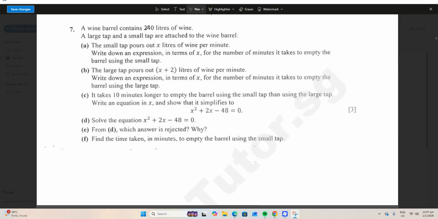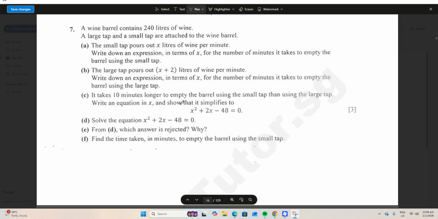Okay, anyways, a wine barrel contains 240 liters of wine. A large tap and a small tap are attached to the wine barrel. The small tap pours out x liters of wine per minute. Write down an expression in terms of x for the number of minutes it takes. Okay, per minute. So 240 divided by x.